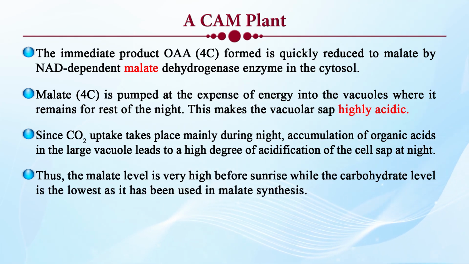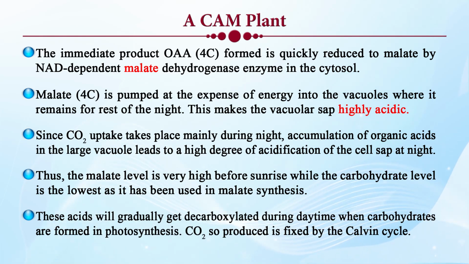What is going to happen now? The day comes, the sun rises, the temperature becomes unbearable, sunlight becomes very, very problematic, and the stomata get closed. When the stomata get closed, these very acids which were formed during the night will gradually get decarboxylated during daytime, and the carbohydrates are formed. So, that means the C3 cycle would be obtained, and the carbon dioxide which is so produced in the process, and also by respiration, is fixed by the Calvin cycle.